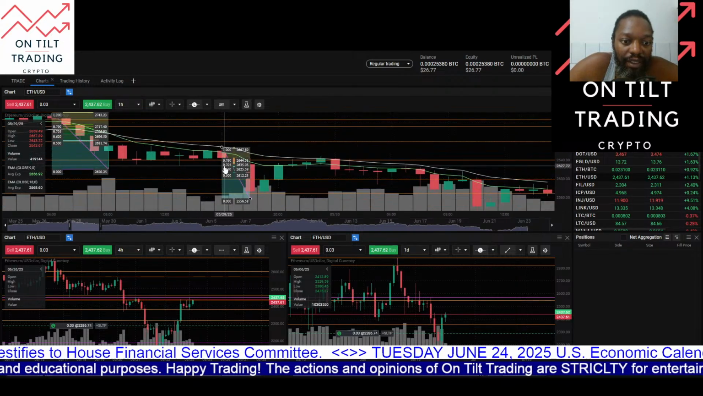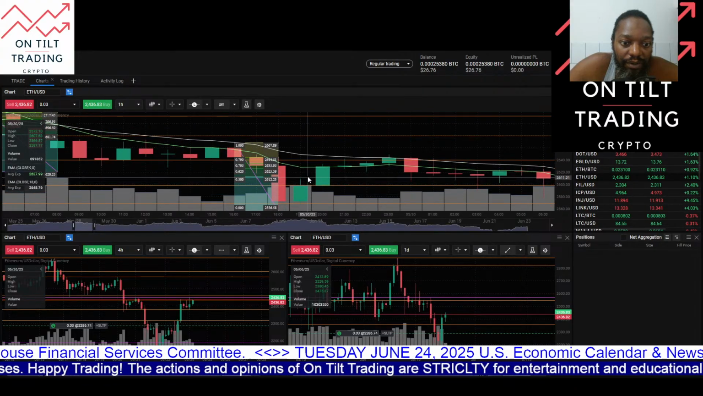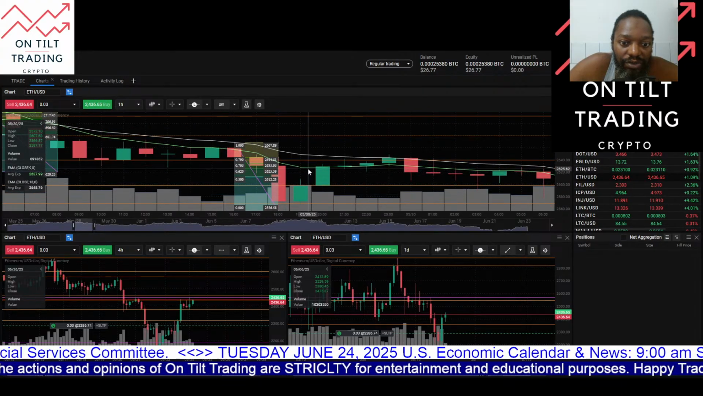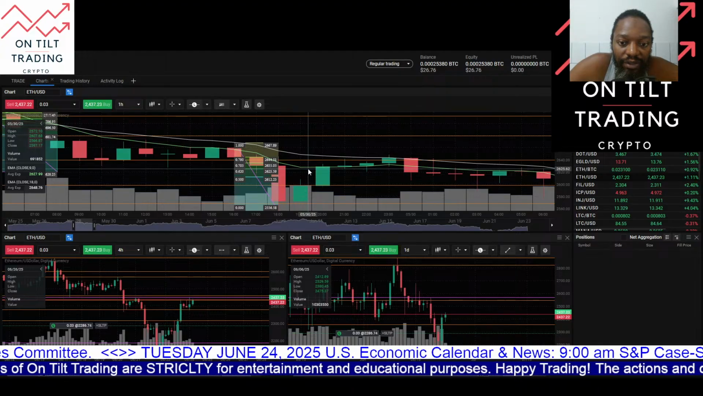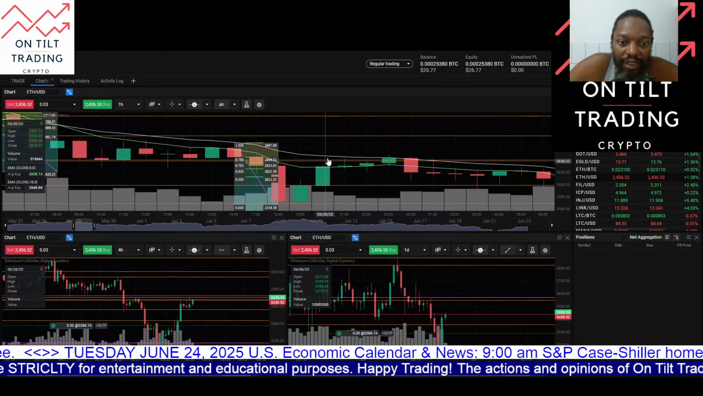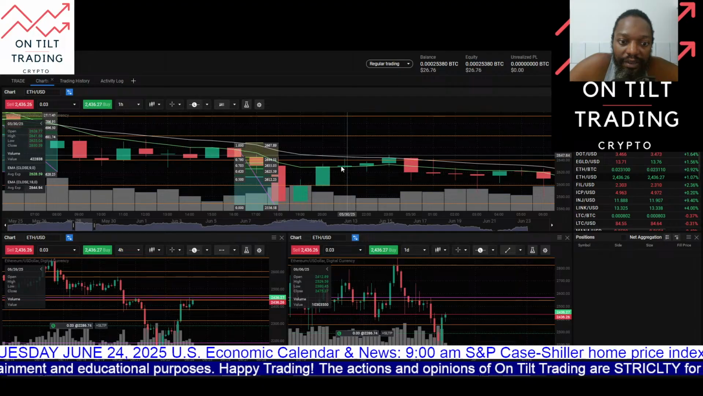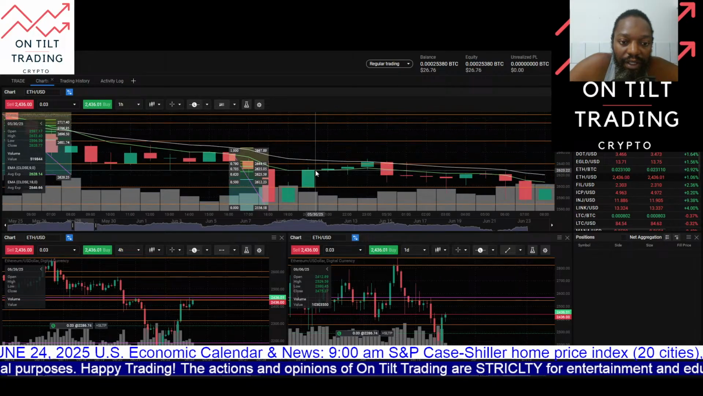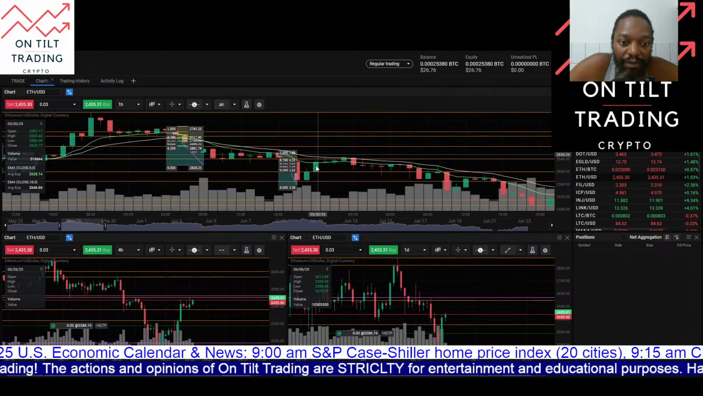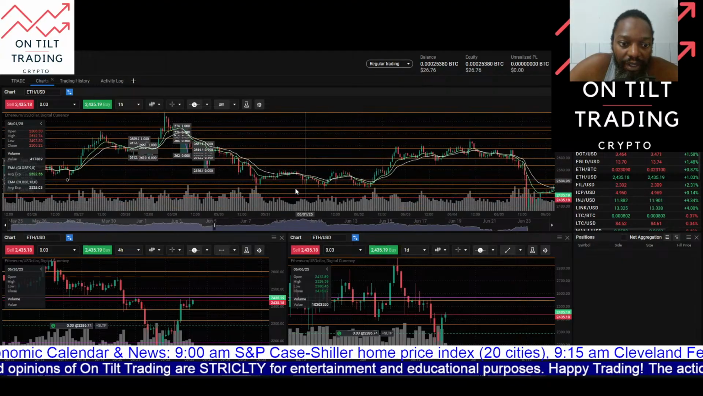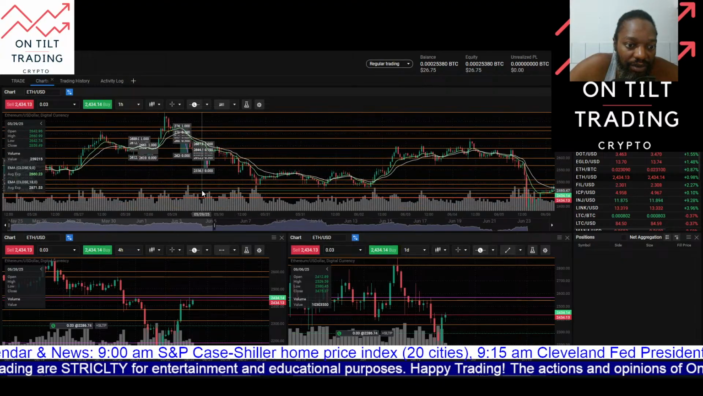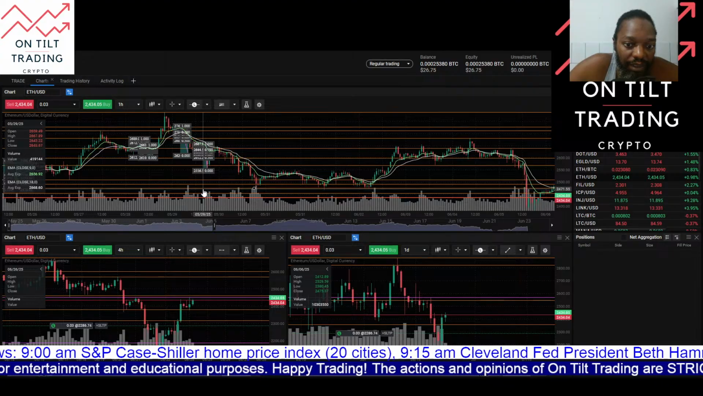So I want to look for a 0.62 entry, which happens right here. And then the MAs get tagged here as well. And then I'm going to set my stop up here. I'm going to go about 50% of the range. So I'm probably looking for something in and around here.